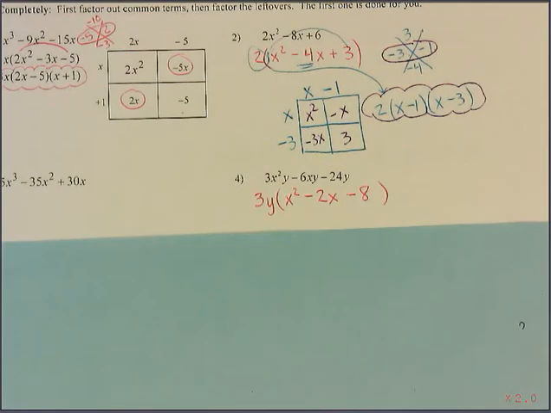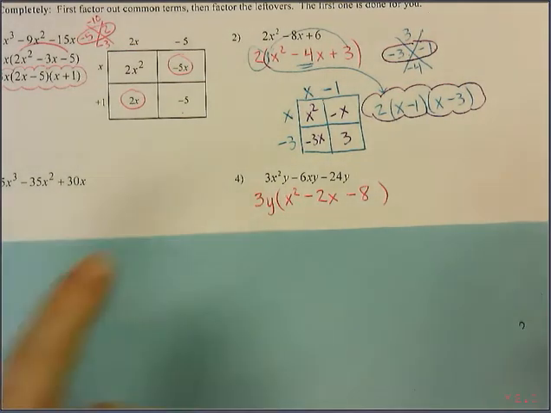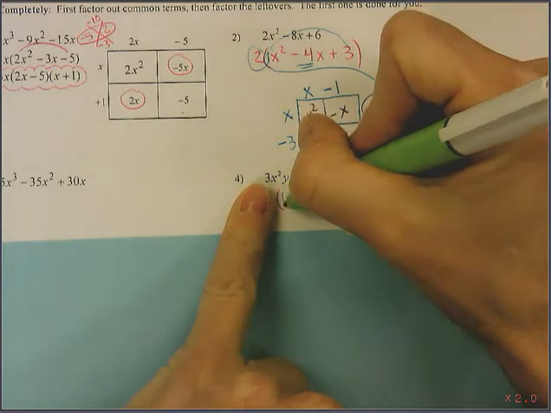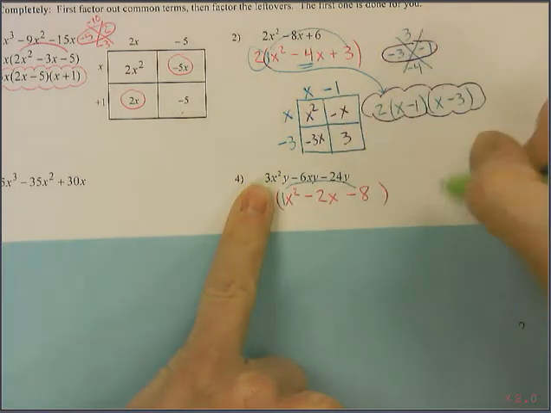Okay, and then ignore your 3y. Remember, this is 1x squared. We multiply 1 times negative 8.